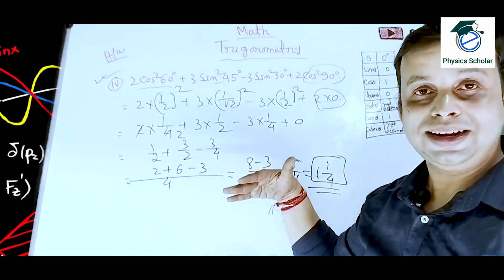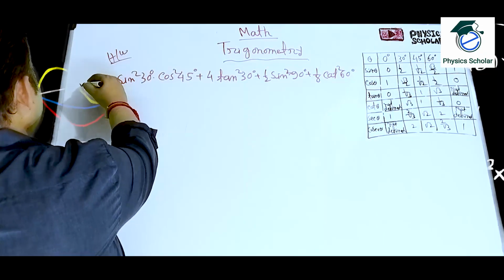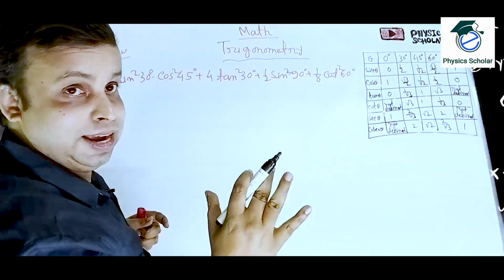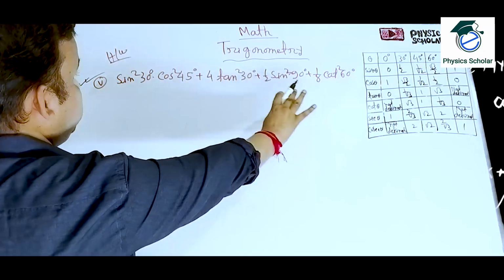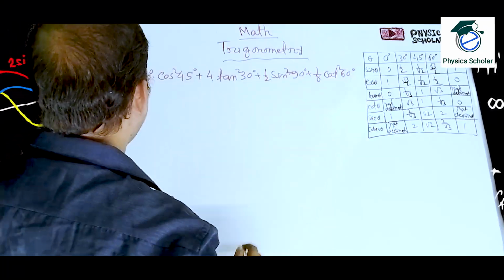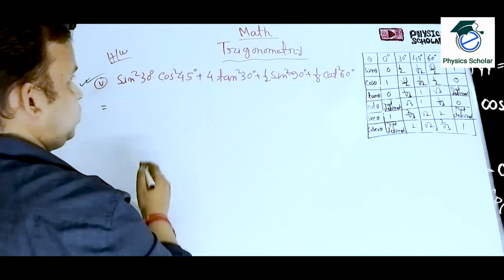Now let us move to the next sum. Okay students, this was your sum number 5 as your homework. It is also very easy, the same type of things. Only we have to put the values. Clear? So what is the value of sine 30?